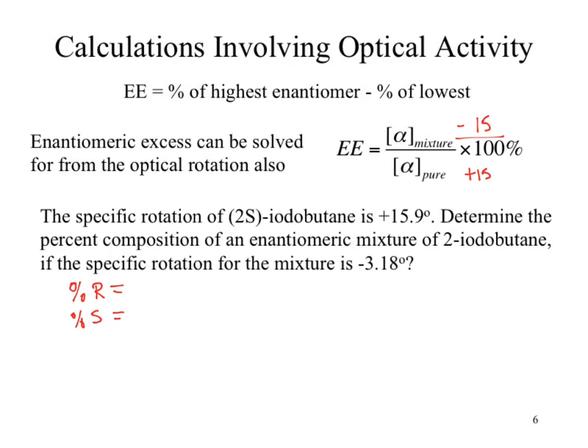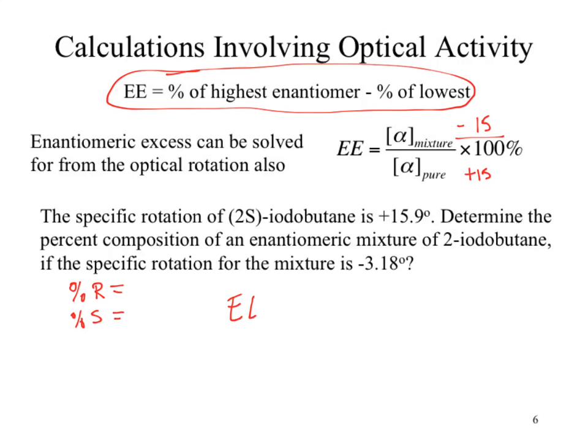Based on the numbers given, what can I calculate? Rotation of R. I could determine the rotation for pure R, but that doesn't tell me anything about the percent composition. To figure out the percent composition, percent of our highest minus the percent of our lowest, right? We would need to know the enantiomeric excess. Can I calculate the enantiomeric excess?